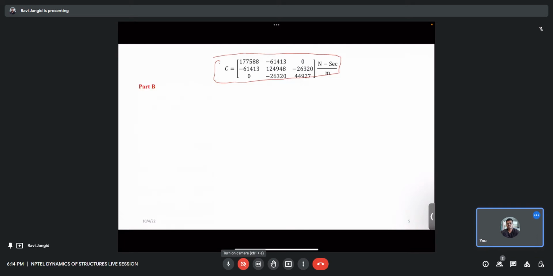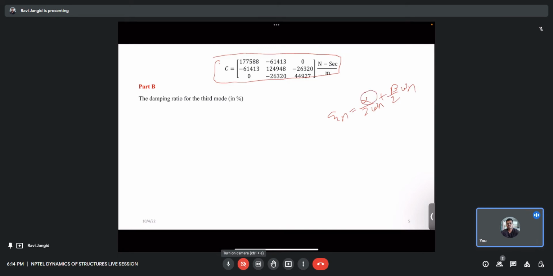Now in part 2 or part B, I have to determine the damping corresponding to the third mode. So the damping ratio for the third mode, as you know we have discussed, xi n would be alpha by 2 omega n plus beta omega n by 2.